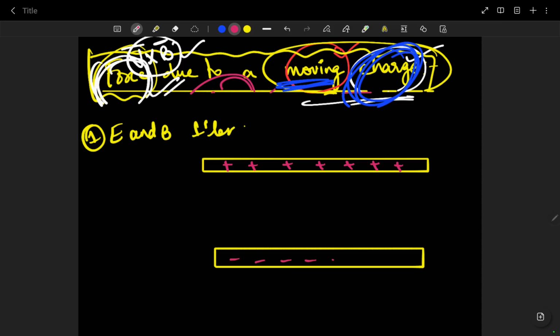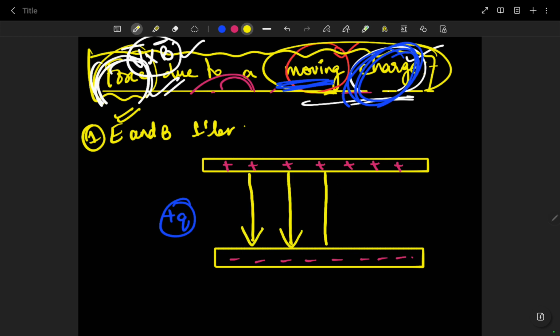This one's a negative plate, right? So here, if I take a charge plus q, for that you should know the electric field. Let's assume that from plus it goes away, and toward negative it approaches. So this is the electric field that I'm taking, and your charge, in blue color, is entering the path.